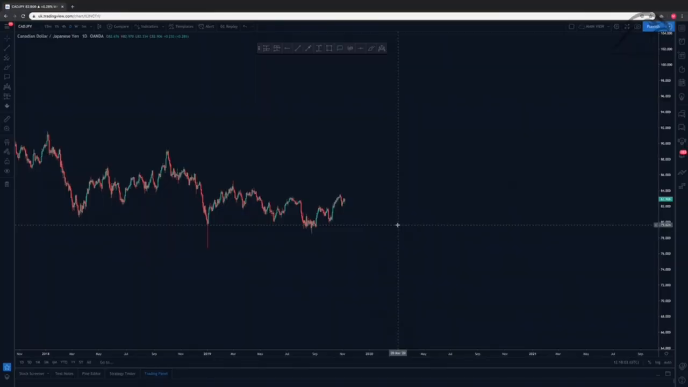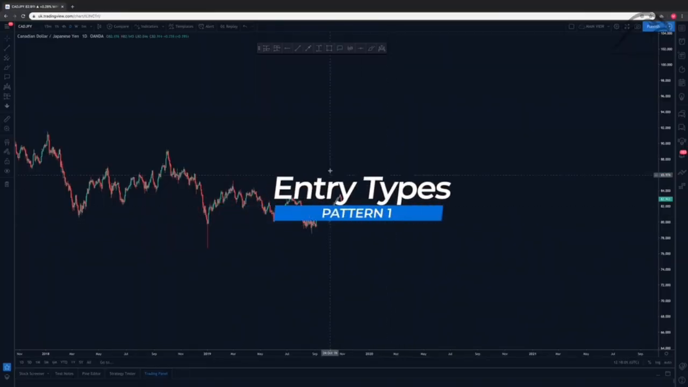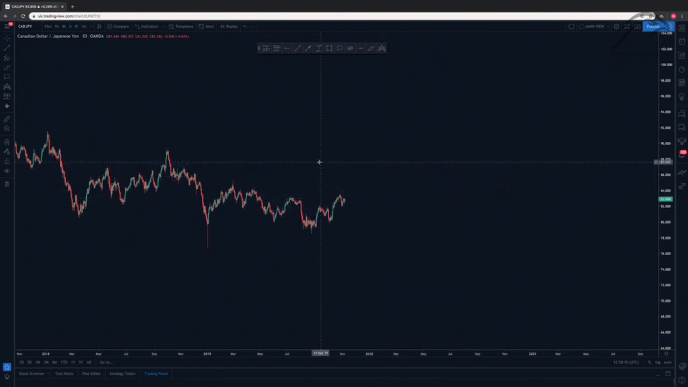Right, guys and girls, so now let's move on to entry types. It's important firstly for you to understand what the two entry types we focus on are. We're going to go over multiple examples of those. First up, we're on CAD Yen. Let me explain what they are first. Essentially, we have two types: risk entry and reduced risk entry.